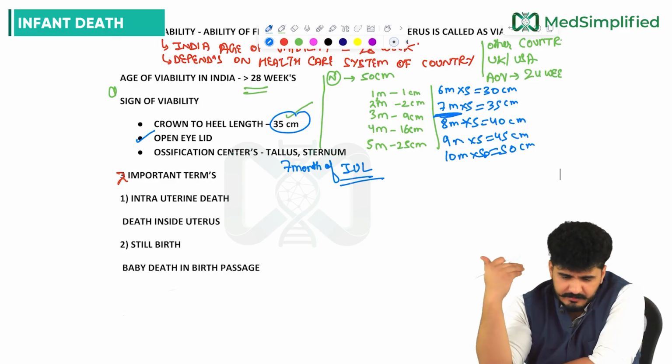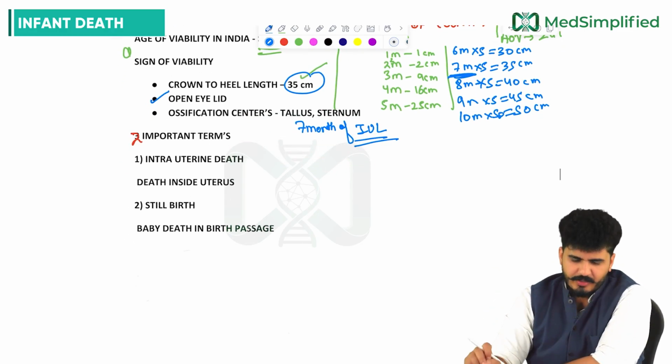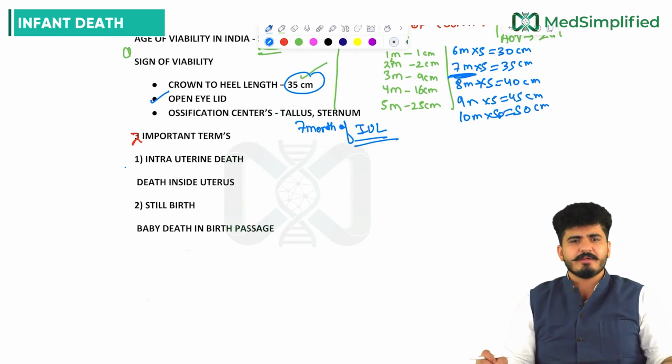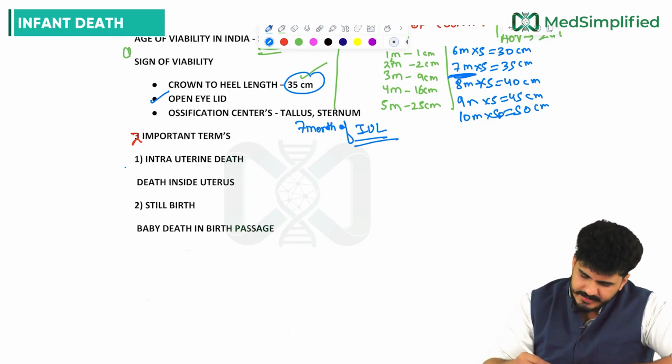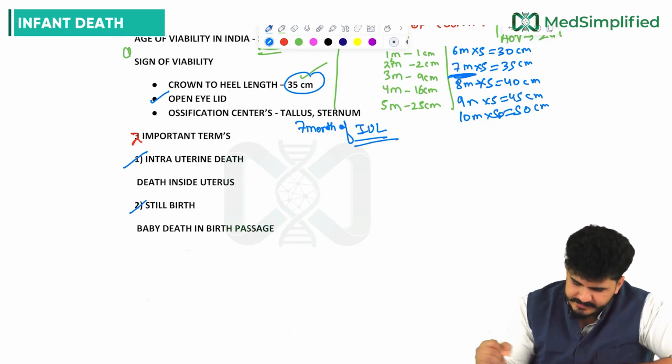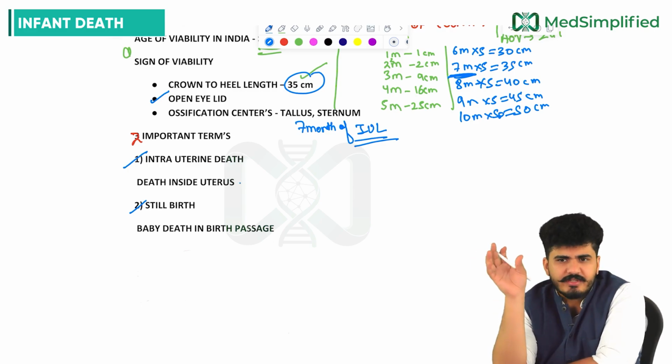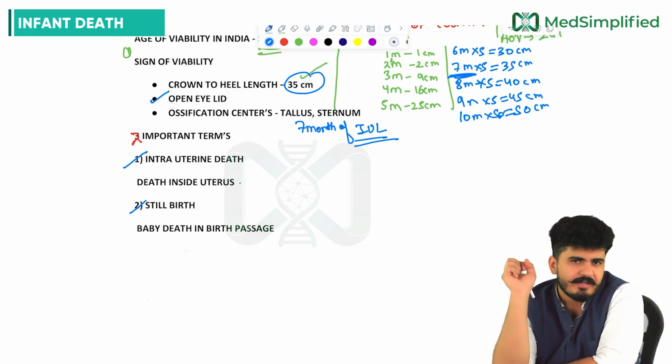Now the important terms which you need to understand right here, sir. Two important terms are here. What are the two important terms we are having, sir? One is intrauterine death and another is stillbirth. So these are the two definitions which should be very clear in your head, my dear friends.